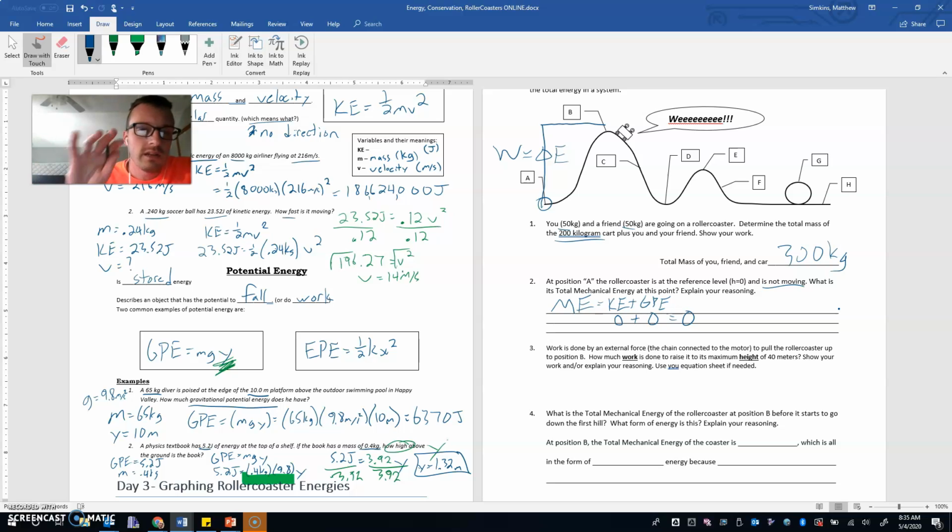It's going to get too sloppy if I try to write this with my stylus. So I'd recommend at this point you could click your mouse there and type your answer. But you can just say something like, hey, there's no potential energy because we have no height, and there's no kinetic energy because we have no velocity. So that would be your explanation.